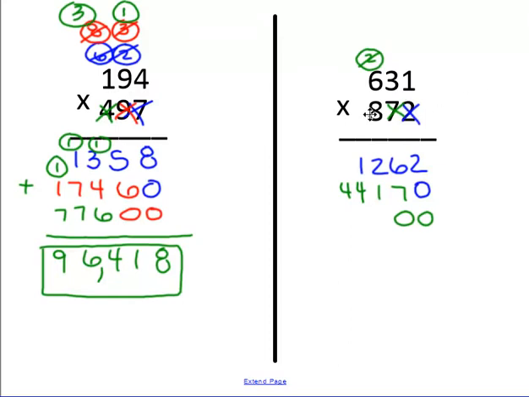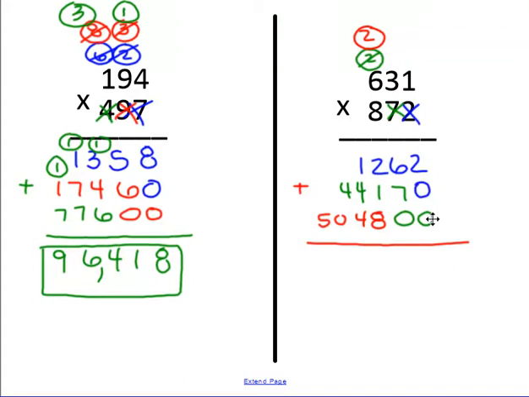Now I have my next one, the 8. 8 times 1 is 8. 8 times 3 is 24. Carry the 2, put the 4. 8 times 6 is 48, plus 2 is 50. And we're going to add it all up because we're done.